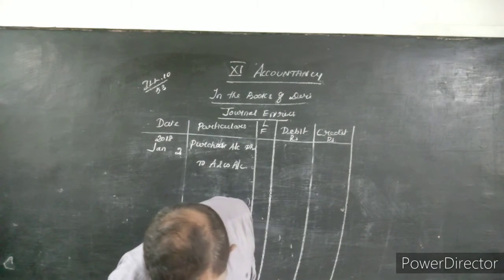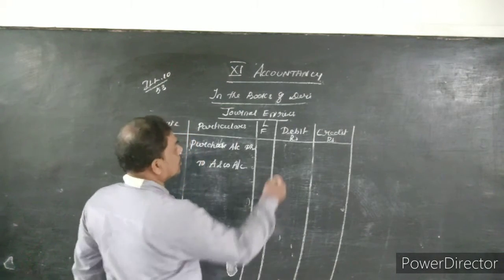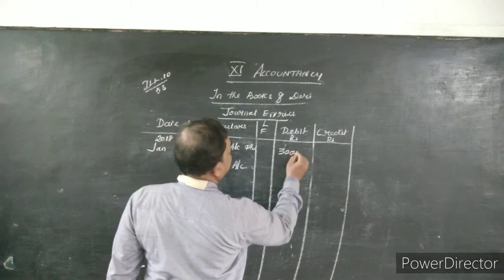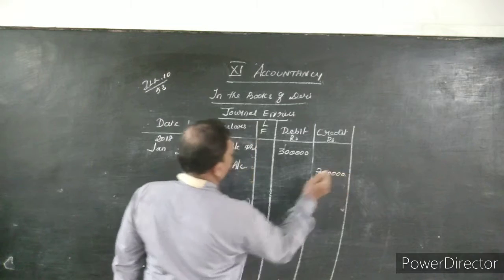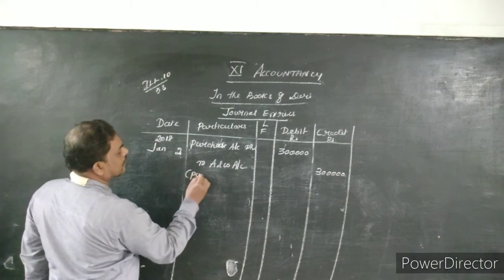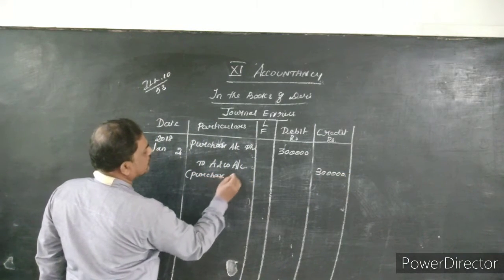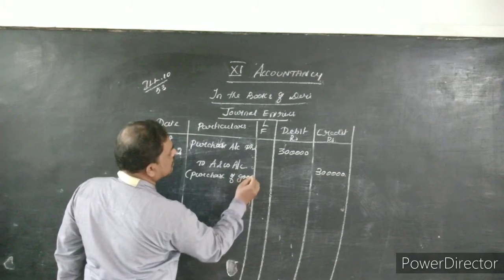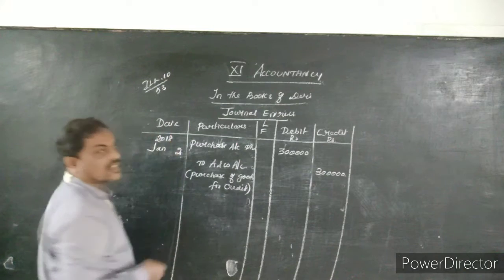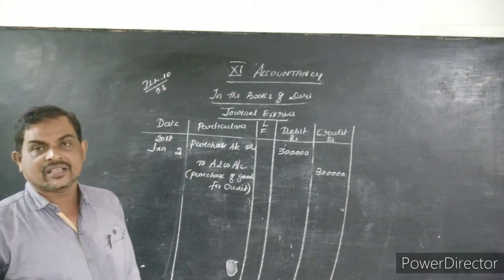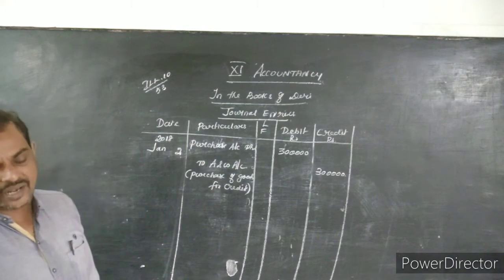Rupees 3 lakhs. So debit side rupees 3 lakhs, credit side rupees 3 lakhs. Okay. Narration: purchase of goods for credit. This is the second journal entry.